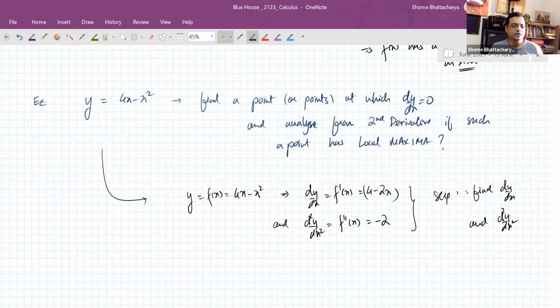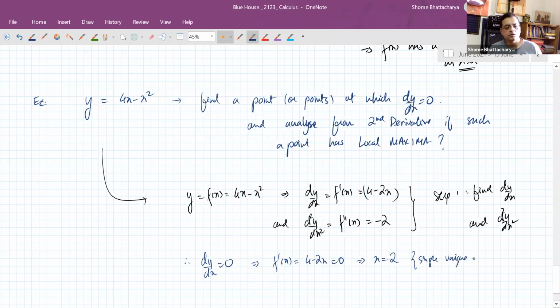Now the second step is we want to find where dy by dx is 0. Therefore, dy by dx is 0 implies that f prime x, which is basically 4 minus 2x, should be 0. So that gives us only one single point here. It gives us 2. There's only a single unique point where this is happening. So that means the slope of the function is 0 at x equal to 2.